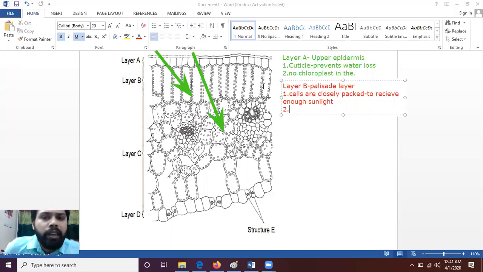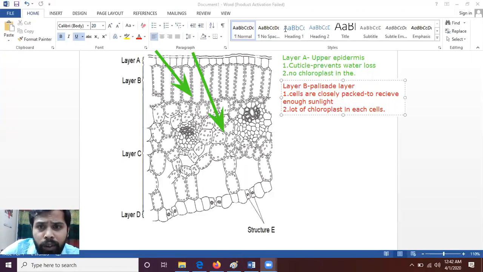Okay, so here we can write lots of chloroplasts in each cell, right? So this is also a good adaptation of what layer, B basically. So you have to know two things about these palisade cells. All right, I've written them. Okay, so basically we are done with this layer.